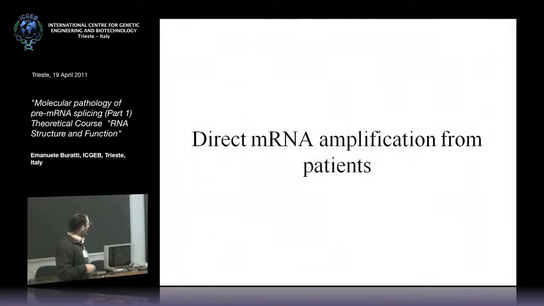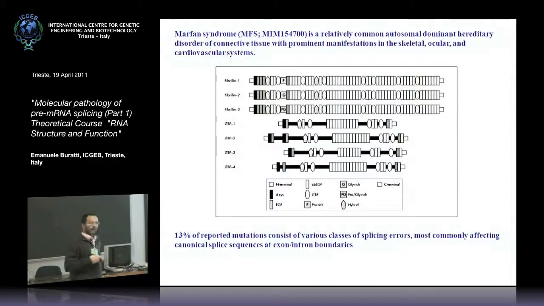And I'll just give you some examples of how this can be applied to a few diseases with clinicians that we are collaborating with. This work is done in collaboration with Diana Baralle in Southampton, who has been studying Marfan syndrome. Marfan syndrome is a relatively common autosomal dominant disorder that can occur when you have mutations in the fibrillin gene, and of all mutations described in the fibrillin gene to cause Marfan syndrome, 13% actually have to do with splicing.